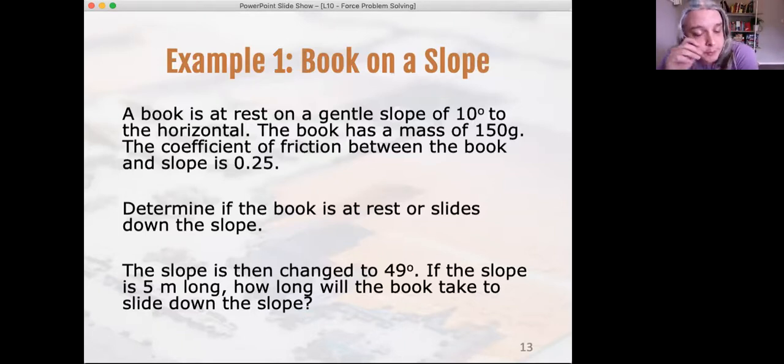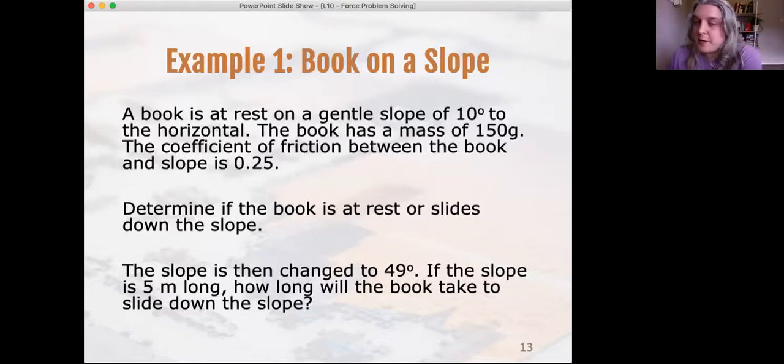Second part tells us the slope has changed to 49 degrees, and then it tells us how long the slope is and asks how long the book will take to slide down the slope. Because they're telling us the book is going to slide down the slope, we can assume that the book is no longer going to be at rest. So it is going to have a net force. We don't know what it is yet. That's the point of solving the maths soon. But we can assume there is going to be one. Once we know that net force and thus the acceleration, then it's just a kinematics problem. If we know the acceleration down the slope and we know how far it has to travel, that's a kinematics problem.